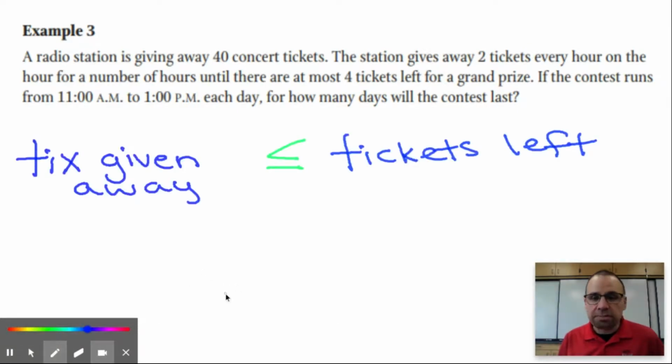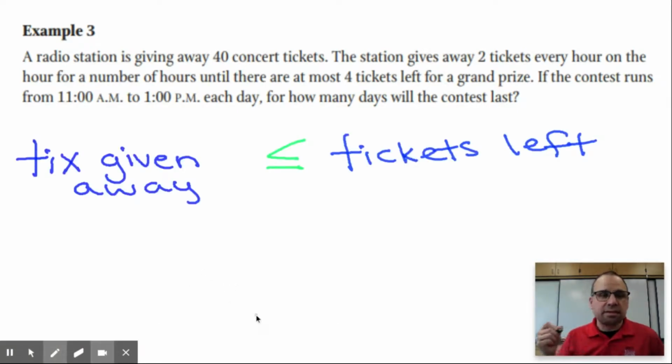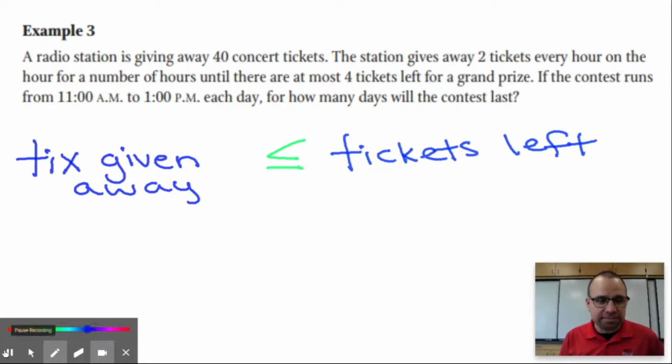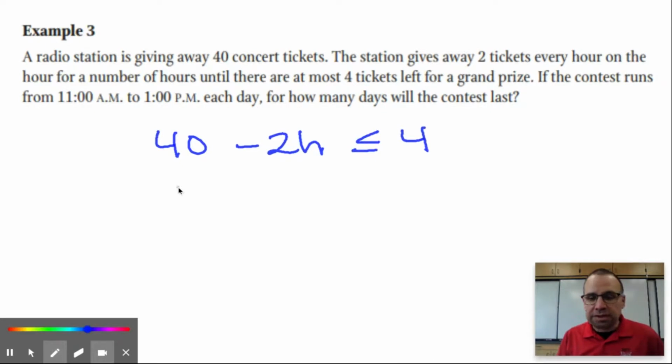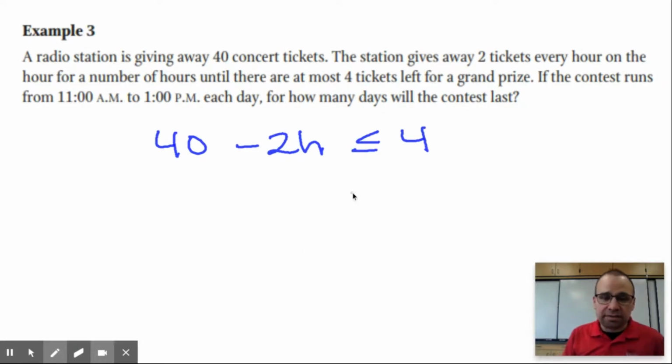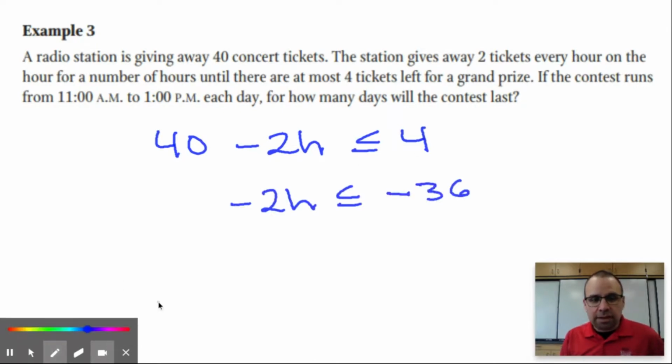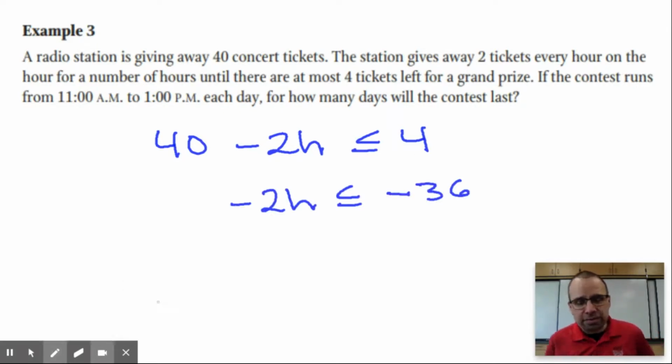So the problem states until there are at most 4 tickets left. So we need to make sure that the tickets left are less than or equal to 4. So here are the 40 tickets to be given away. We're giving away 2 of them every hour, less than or equal to 4. Negative 2h, less than or equal to negative 36.